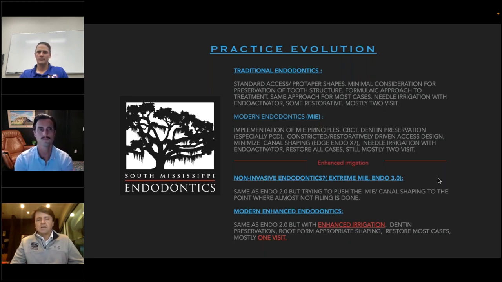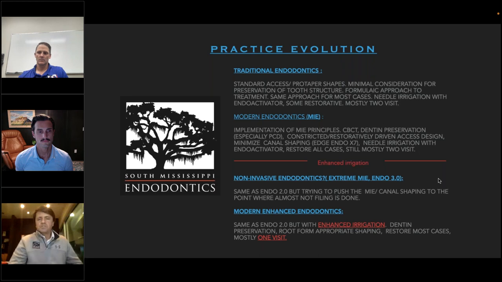So, over that time, obviously we introduced the CBCT, really got into dentin preservation, especially pericervical dentin, began to make more restoratively driven accesses, and then just really started trying to minimize our shaping, tried to impart less shape on the tooth. For me, that was moving away from ProTaper and into what I still use today, which is the Edge Endo X7 files. They're nothing fancy, but man, they do the trick. They don't break. They're just fantastic files. I've used those a long time before I had any relationship with Edge Endo.